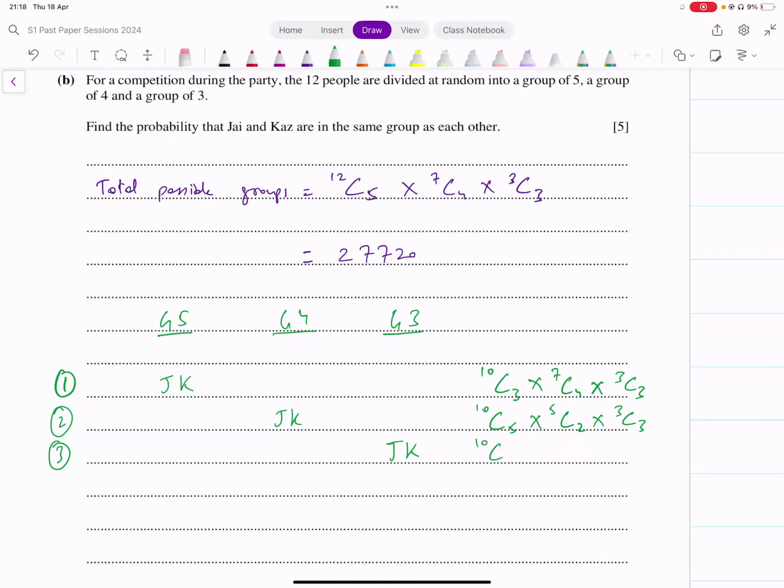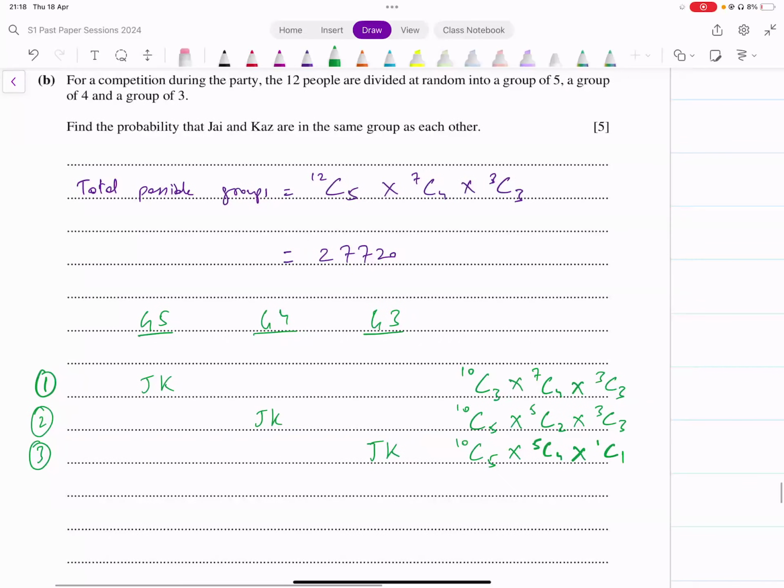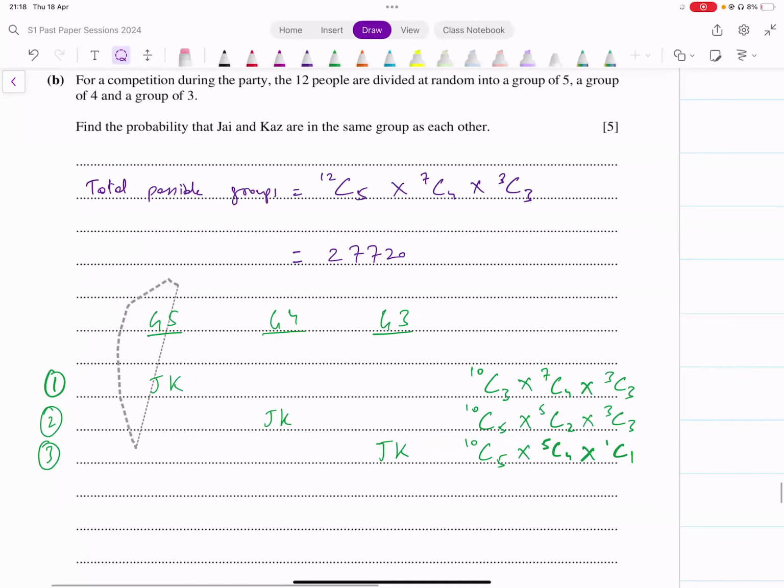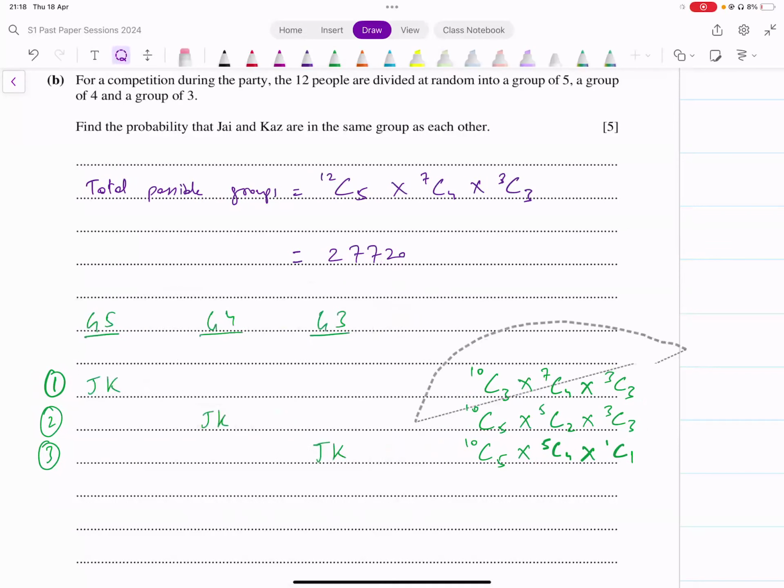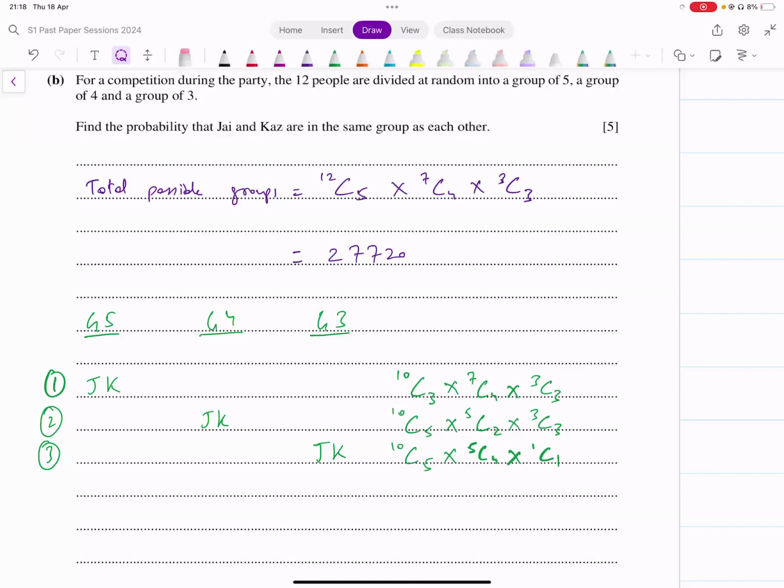And the last case, out of the remaining 10 people, we need 5 in this group. That's 10C5. And 4 in this group, out of the remaining 5, that's 5C4. And then 1 person is left. That's going to go in the third group. 1C1, sorry. Calculate each of these cases and see what that gives you. What do we get from this? Each of these cases.